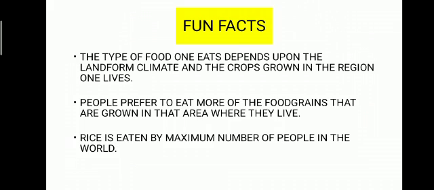So wherever one person is living, he will choose the food according to the region, according to the landform of that place. People prefer to eat more of the food grains that are grown in that area where they live. For example, a Rajasthani person will definitely choose bajra or jawar to eat, because bajra and jawar are mostly grown in Rajasthan.